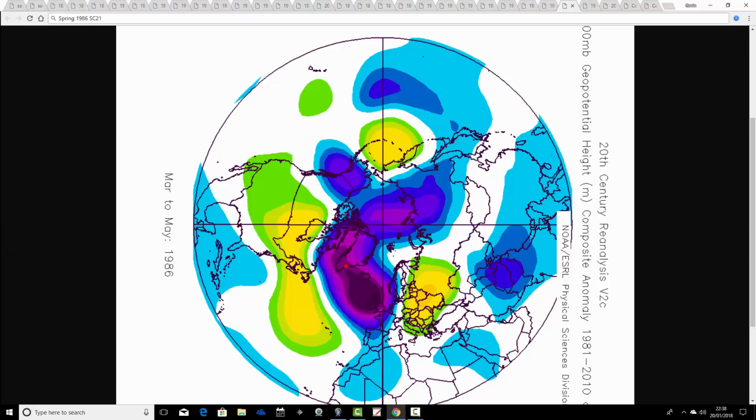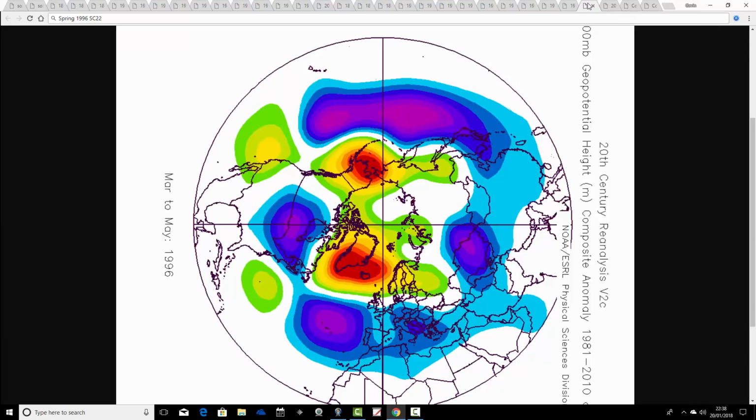1986 is next, and this one is very different again. This one is really, really unsettled, with below average heights over and to the west of the UK, and with the flow and the jet, we're doing something like that. But it was quite a cold spring as well in 1986, but also very wet at times. Really dismal spring in 1986, very delayed in many respects.